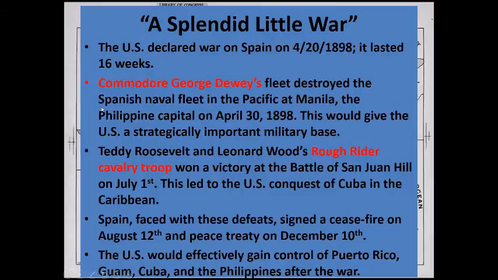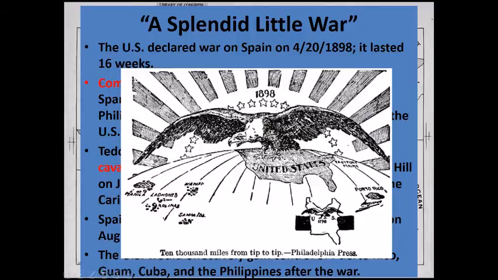Okay, so there we see why the Philippines was and is so important to the United States, even continuing up to the present day. But for our purposes, for the study of history, after the Spanish-American War, the U.S. had an empire, and that empire stretched from the Philippines all the way to Puerto Rico. And so it was a huge expanse of land and ocean that we controlled. And you can see in this cartoon here in 1898, 10,000 miles from tip to tip, the bald eagle's wings spread just that far. That's the area of our dominion.